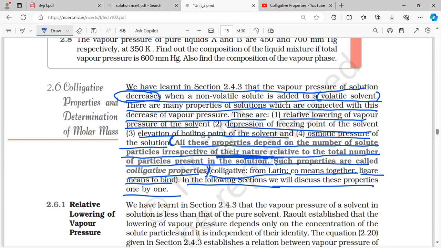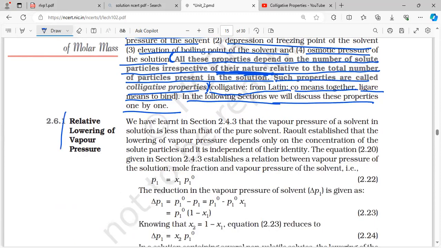So first, we are talking about relative lowering of vapor pressure. Try to understand this property. Relative lowering of vapor pressure means the vapor pressure will decrease when a non-volatile solute is added. Here you see, we have learned in section 2.4.3 that the vapor pressure of the solvent in solution is less than that of the pure solvent. Why is it saying like that? Can you explain this point?